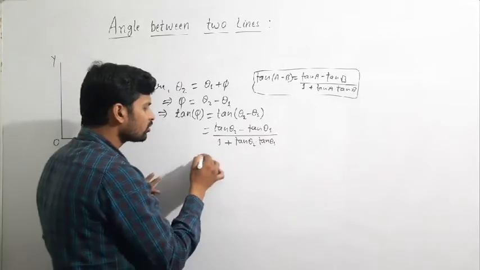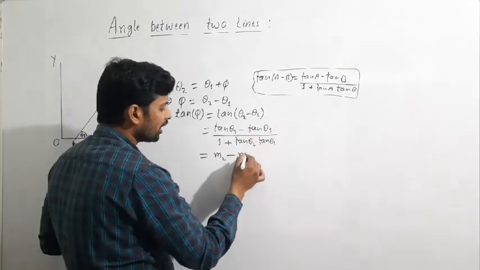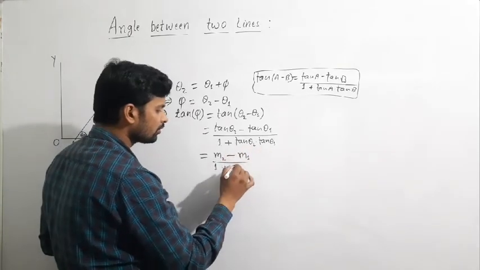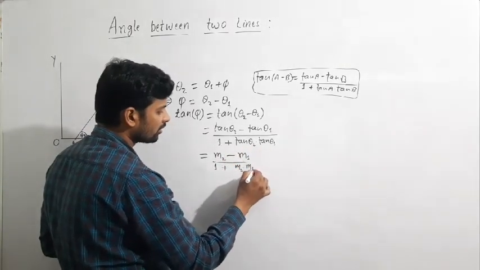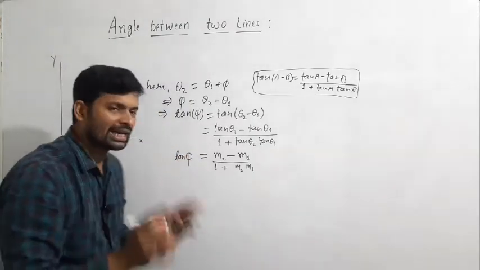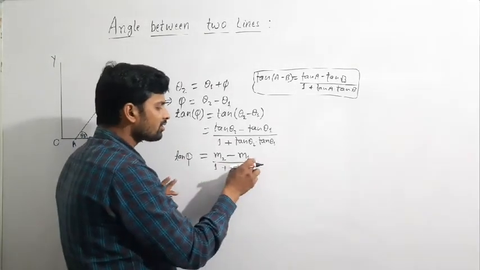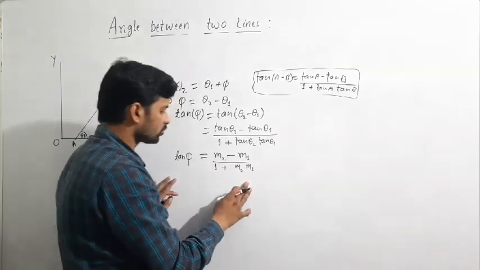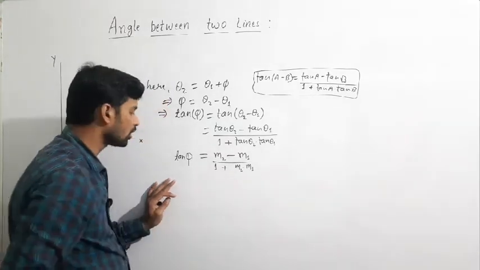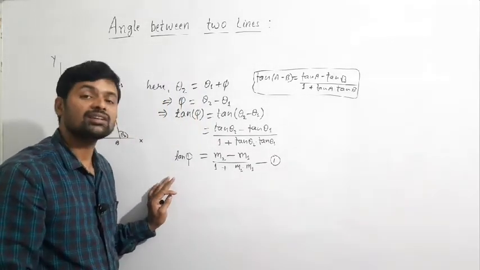Tan theta2 means what? m2, the slope of the second line. Tan theta1 means m1, the slope of the first line. So we have m2 minus m1 divided by 1 plus m2 into m1. Thus the value of tangent of one angle between the given two straight lines is equal to m2 minus m1 by 1 plus m1 into m2. The denominator can also be written as 1 plus m1 into m2. Assume this as equation 1.